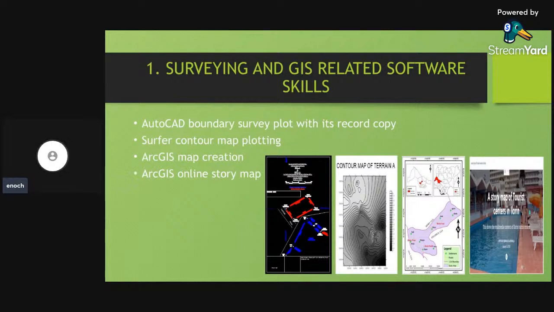Now, ArcGIS map creation is like the third skill that is very basic as a surveying or geographic related person. Now, this is a map. For example, you must have gotten the shapefile of, let's say, Kwara State. This is the shapefile of Kwara State. You just have to extract it.